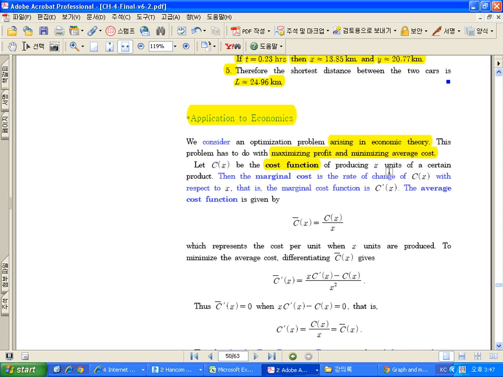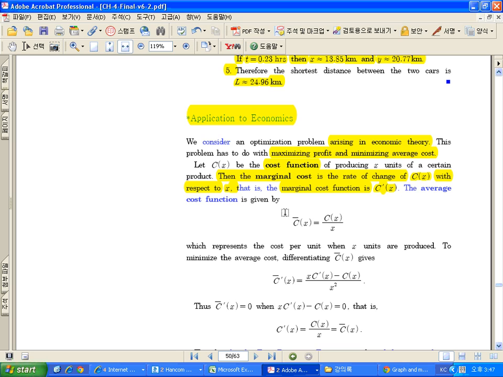C of x, of producing x units of a certain product. Then the marginal cost is the rate of change of C of x with respect to x. This marginal cost function can be written as C prime of x.